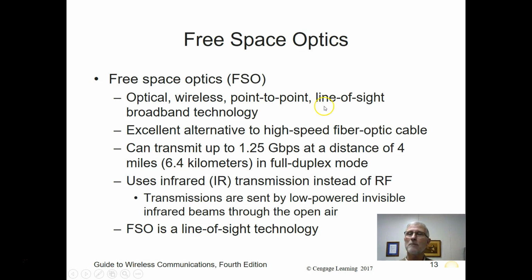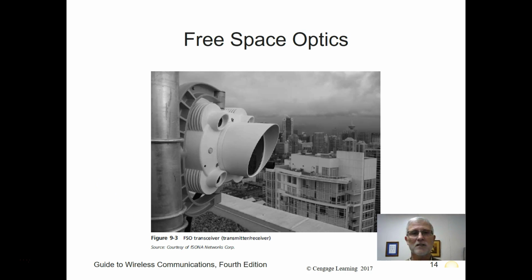Free space optics is a point-to-point line of sight technology. It's definitely a good alternative to high-speed fiber. It's definitely cheaper. I can transmit 1.25 gigabits up to 4 miles, in full duplex mode. Now, it uses infrared instead of RF. So it is definitely, but you gotta have, this is the key, line of sight. So you think about it, you gotta have your transmitter and your antenna receiver perfectly aligned, and you can think of how difficult that may be, at least as far as installation is concerned.